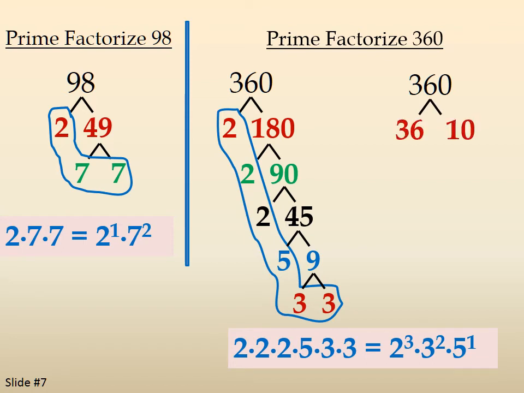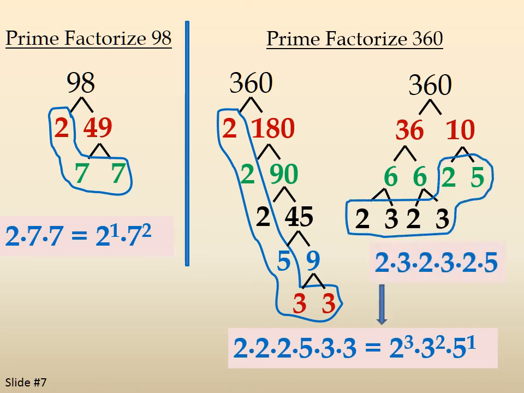Maybe we recognize that 360 is 36 times 10. I like to do this with numbers that end in 0, to pull out the 10 first. Starting off with bigger chunks makes it a little easier. 36 is 6 times 6. The 10 is 2 times 5. Each of the 6s needs to be broken down into 2 times 3. Grab the numbers at the end of the stems, and it's the same answer: 2 cubed, 3 squared, times 5 to the 1st.